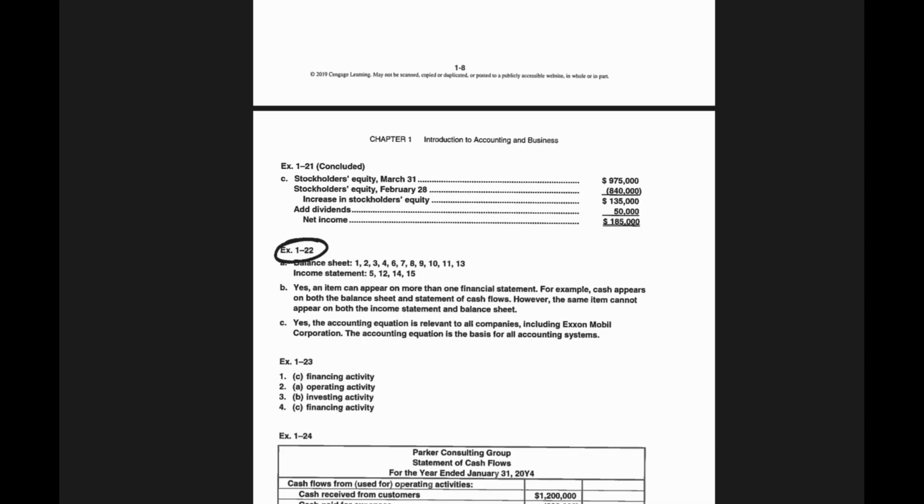And letter C, is the accounting equation relevant? It doesn't matter if it's Exxon or if it's B&G down the street, a multi-billion-dollar company or something significantly smaller. The equation is always the same. Assets equals liabilities plus owner's equity, stockholders' equity, however you want to call it, every time. All right, we'll stop there for a moment.